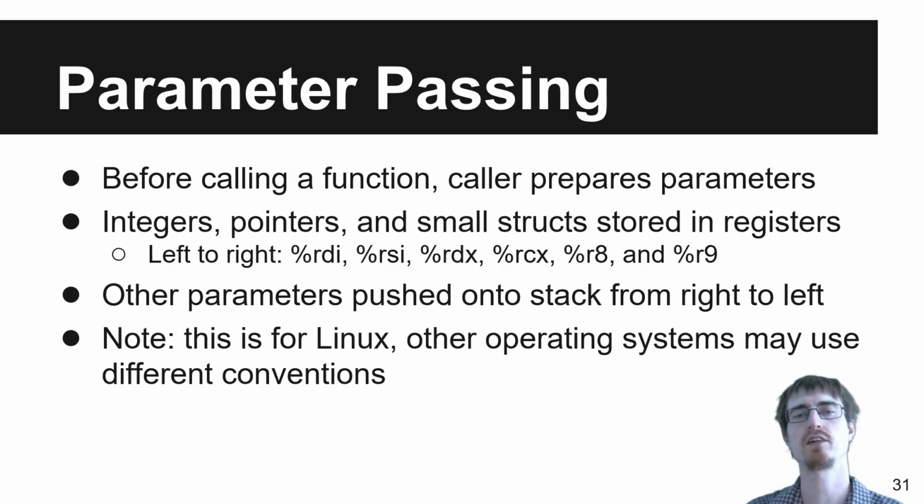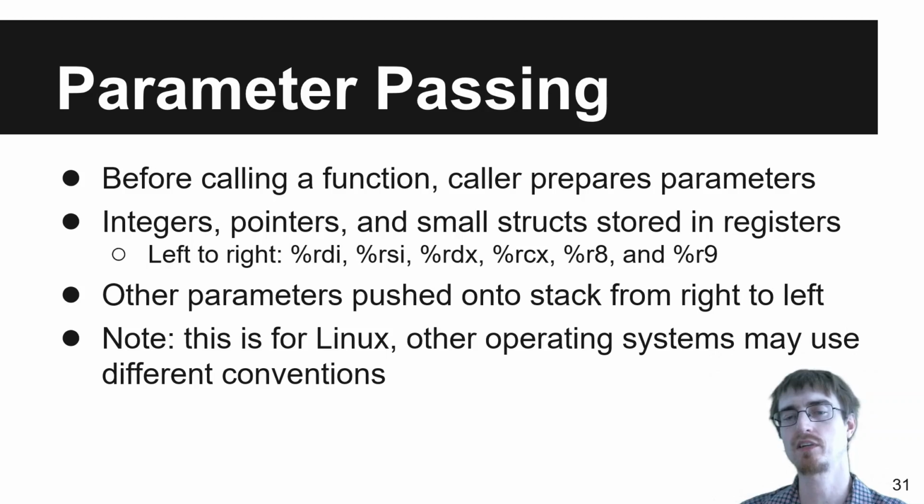So I already mentioned parameter passing, so here we have some more detail. Before we call a function, the caller is the one who prepares the parameters, because of course the caller knows what they want to pass to the function. So integers, pointers, and small structs, where small means 64 bits or less, are stored in the registers. And we use the registers from left to right: RDI, RSI, RDX, RCX, R8, and R9. So the first parameter uses RDI, the second parameter uses RSI, and so on.